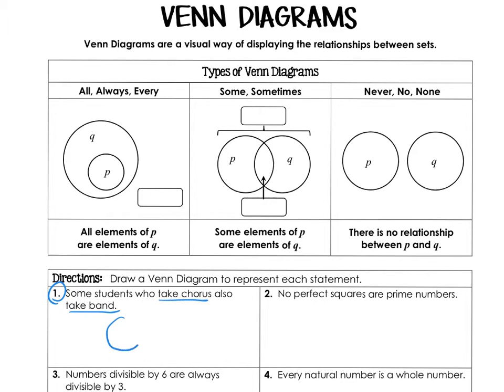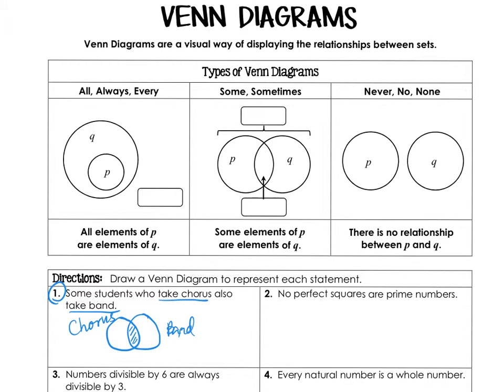We can use these circles, and we can use this circle to represent those students who take chorus, and then we can use a second circle to represent kids who take band. And where they intersect here, that area represents the kids who do both chorus and band. So that's an example of how we use a Venn diagram to express relationships.